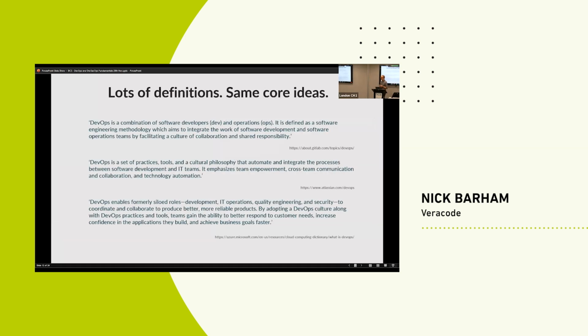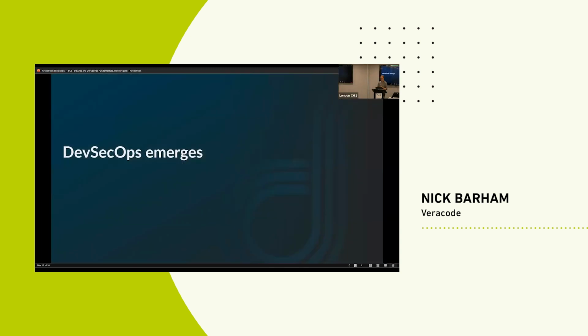So this slide is just intended to give you an idea of the types of definitions you'll find for DevOps online. If you type "what is DevOps" in, you are likely to see lots of different definitions. I would say there's no one definition that's better than the other. I don't expect you to read these. What I am trying to articulate is that they are the same core ideas, just expressed slightly differently. So this is just indicative of those different definitions.